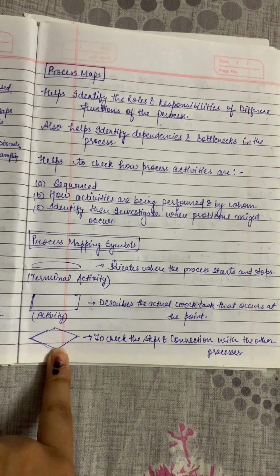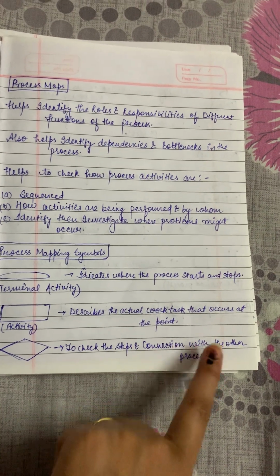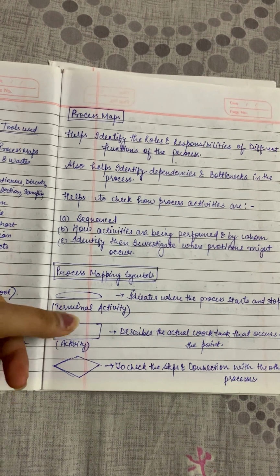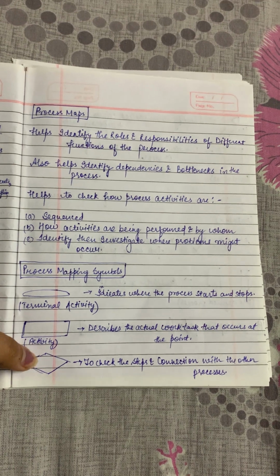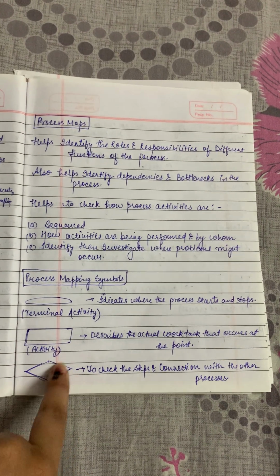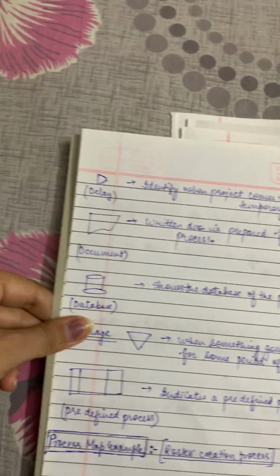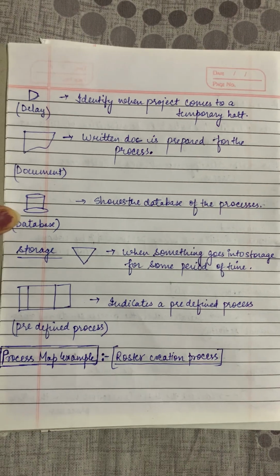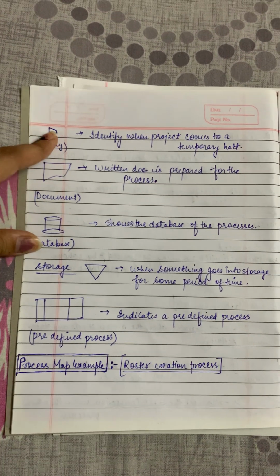The third one is a diamond-shaped activity, to check these steps and connection with the other processes. So if in a process there are dependencies, and you need to check them and the connection with other processes, this symbol needs to be used at that point in time. Then I'll discuss another one, called delay. When a process comes to a temporary halt, that's a delay in a process, and this symbol will be used.